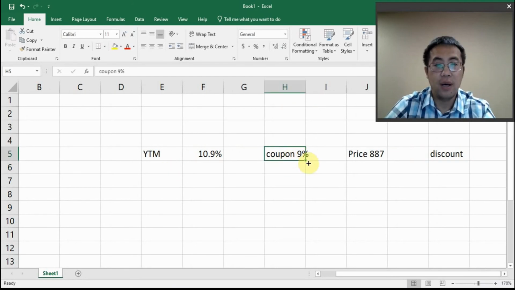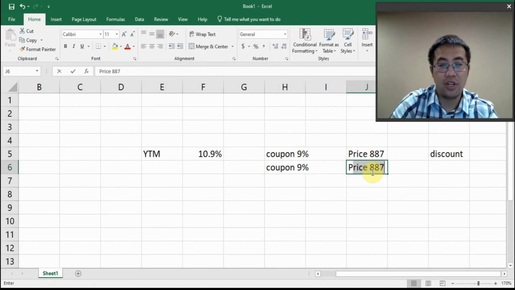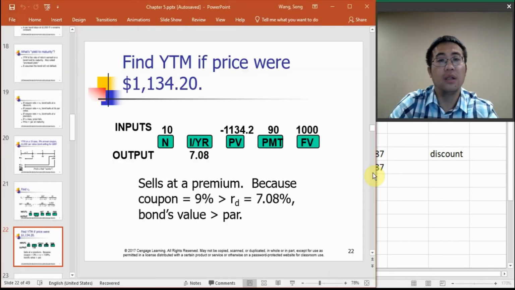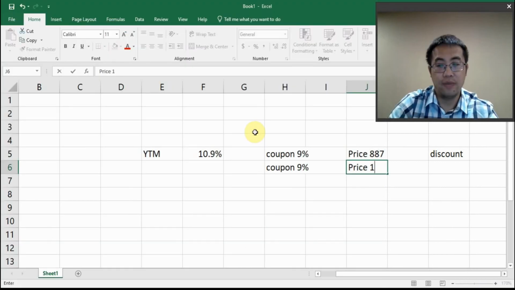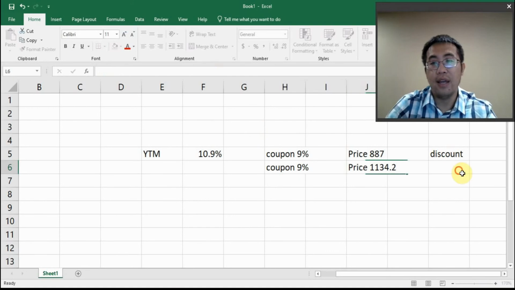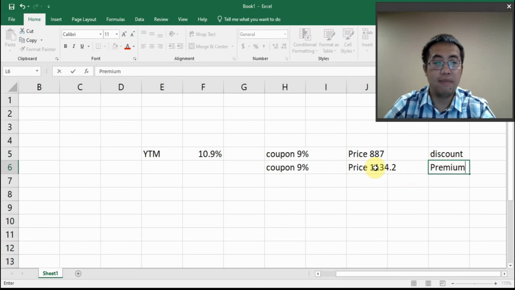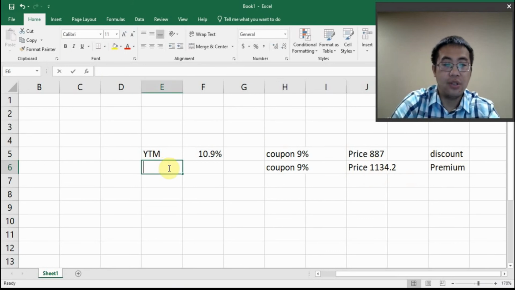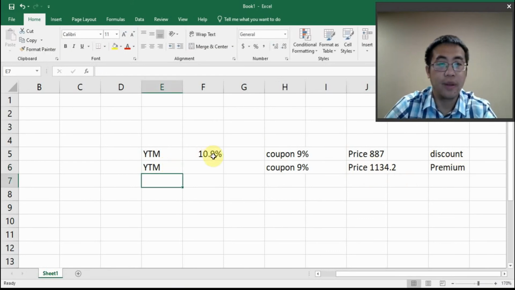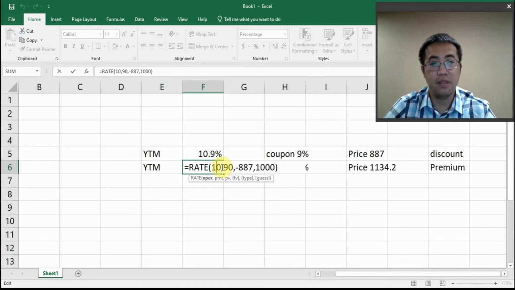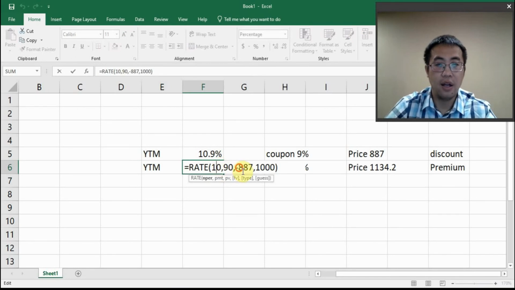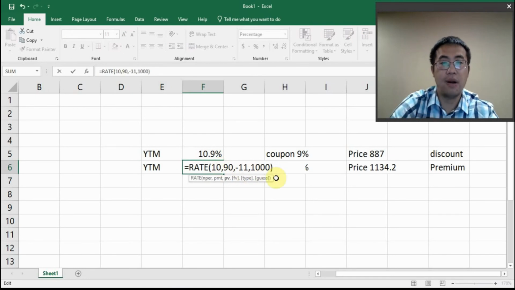And now still the coupon rate is 9%, and the price is changed to, you see, 1134.2. So this time you have a premium bond, which means the bond price right now is above $1,000, and then you solve for yield to maturity. I simply drag down the previous calculation, and the only thing I need to change is the current price of the bond.